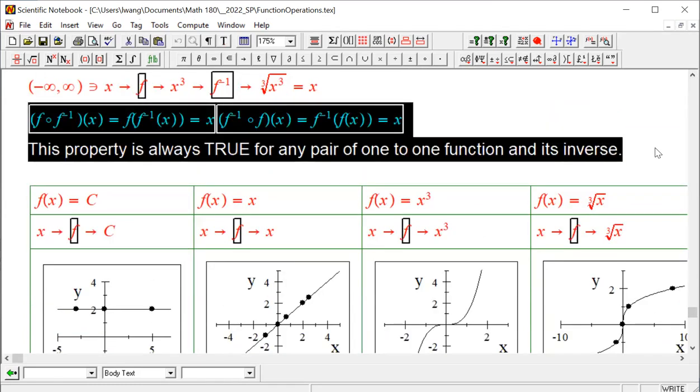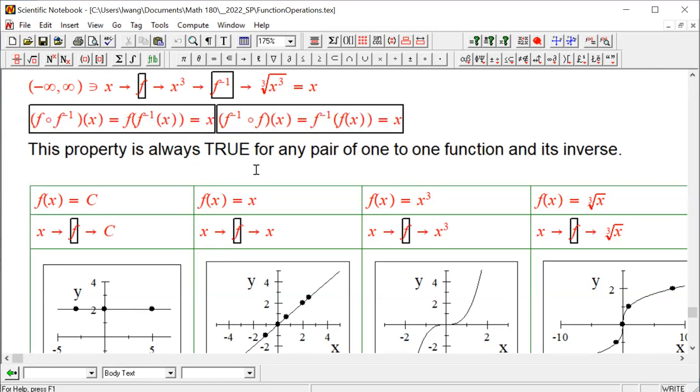With this very important property, we will see it being used over and over again for exponential functions and their inverses, trig functions and inverse trig functions. That's the reason we introduced this idea right here, right now.